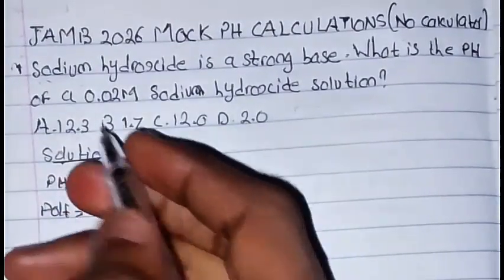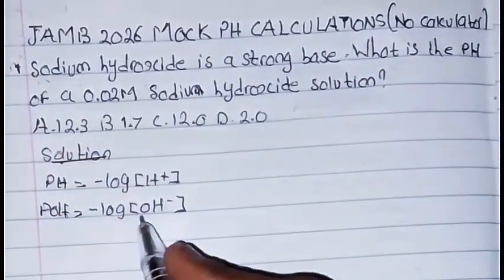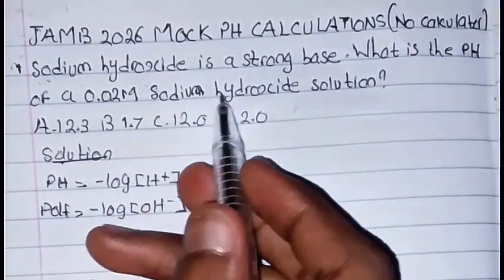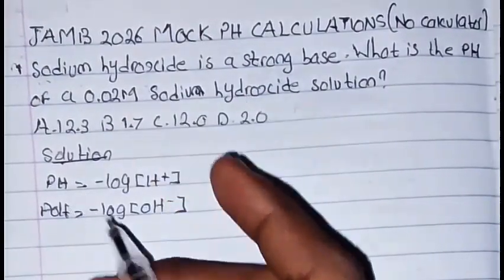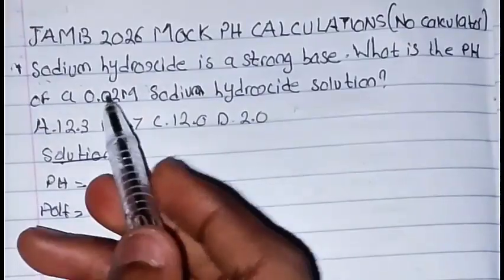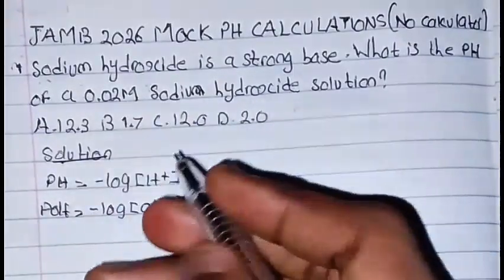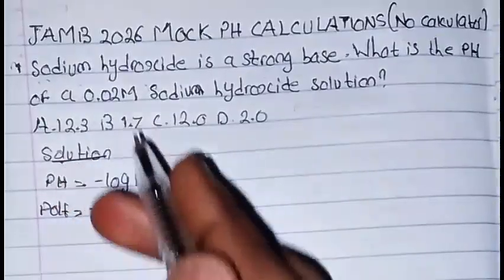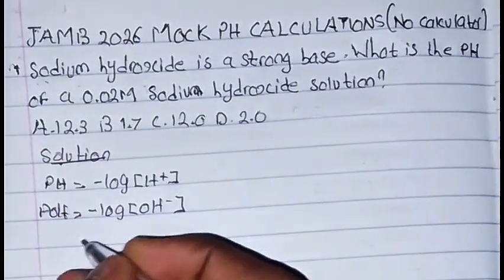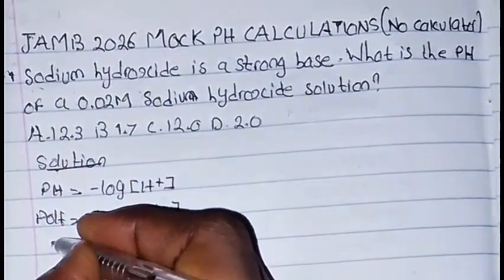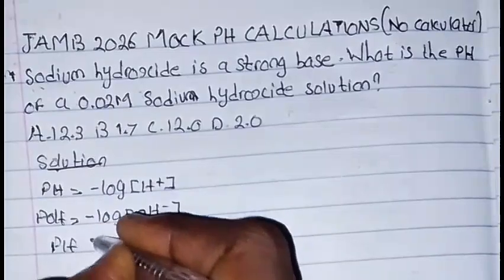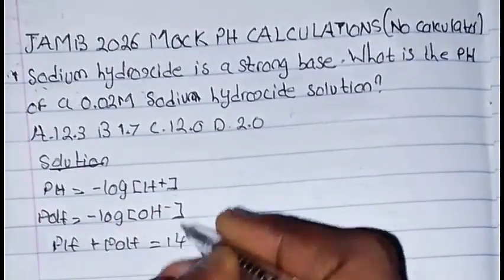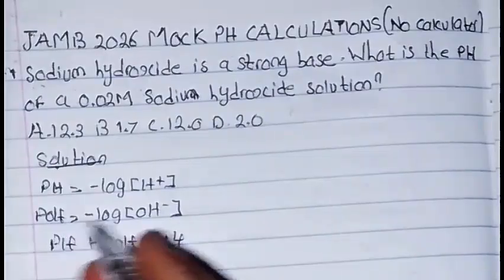Now, first off, this 0.02 molar is the hydroxide ion concentration, since sodium hydroxide is fully ionized and 1 mole of sodium hydroxide will yield 1 mole of hydroxide ions. So the concentration of sodium hydroxide gives us the concentration of the hydroxide ion itself. So with this 0.02, I can get pOH. Now, for me to get pH, I'm going to say that pH plus pOH, the sum of both, is equivalent to 14. So first off, let's get the pOH.